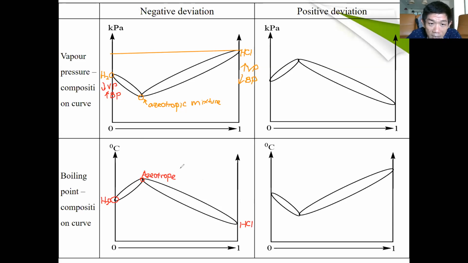So what is actually the definition of azeotrope? The definition of azeotrope has two key points. What are the two key points? An azeotropic mixture is a mixture where the boiling point is constant. Second key point, where liquid and gas are at equilibrium.